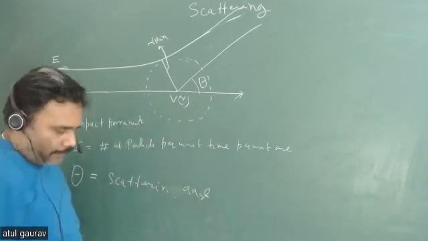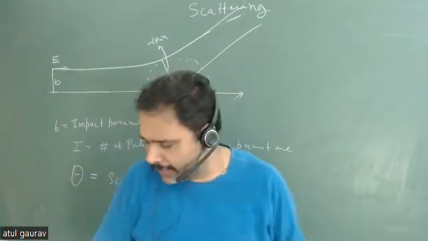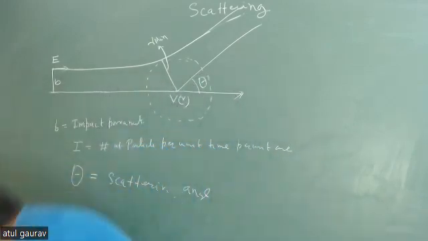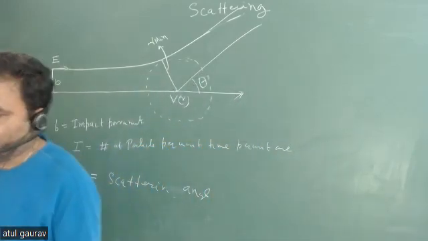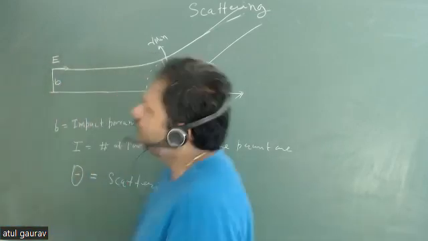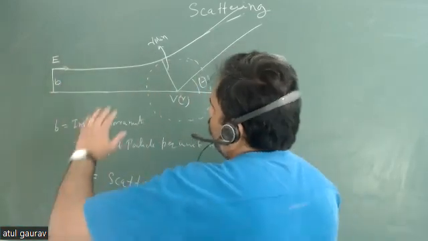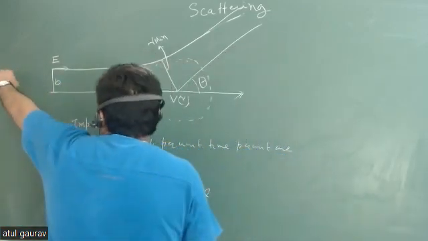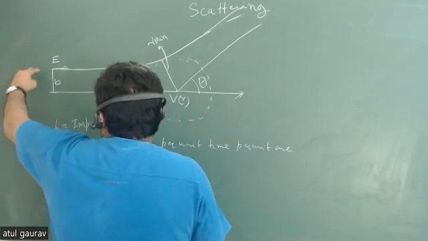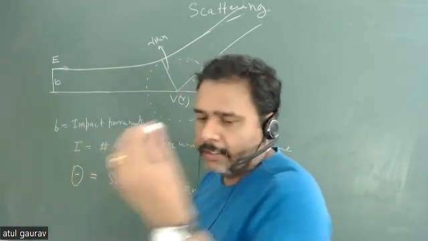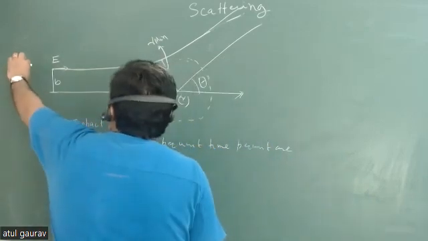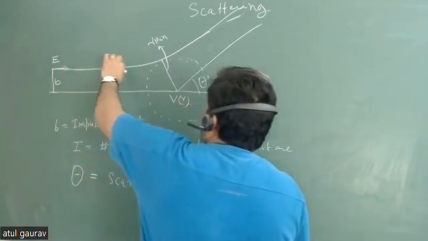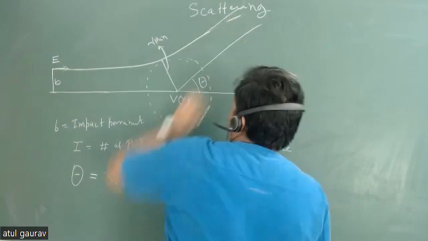Now look at here, we are doing the classical scattering. So when we are going for classical scattering, what is the meaning of that? When I am throwing the particle from here, it will come here. Suppose assume this is your particle. It will come here and it will just go like this.